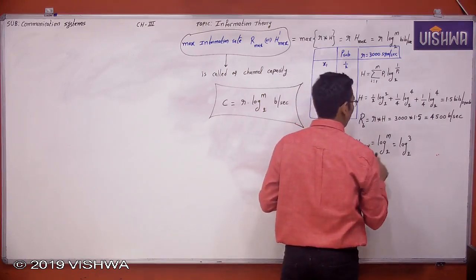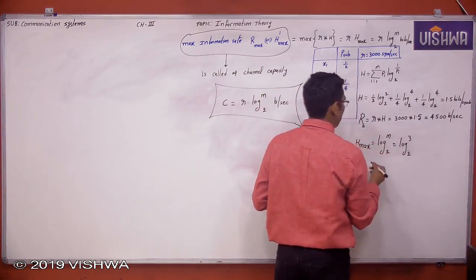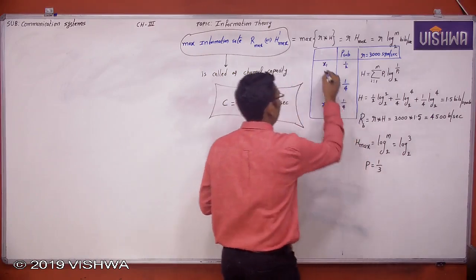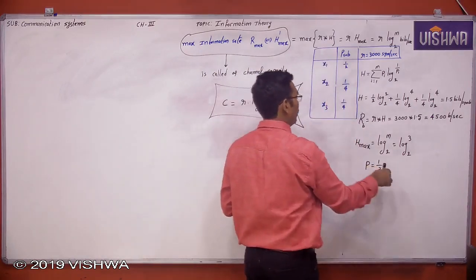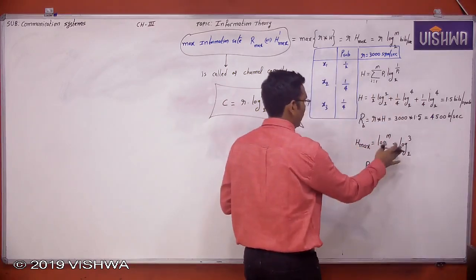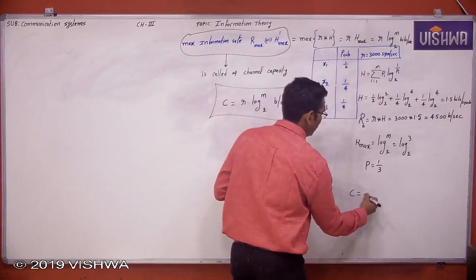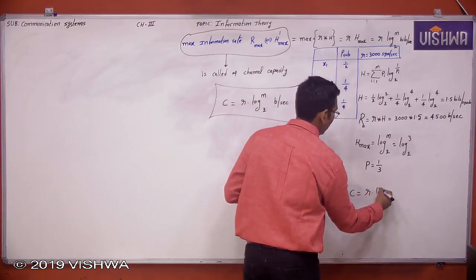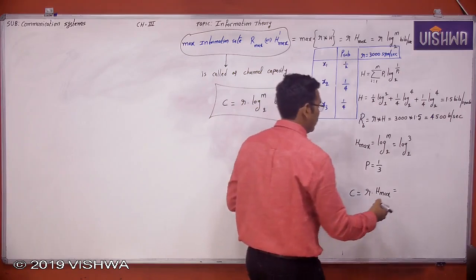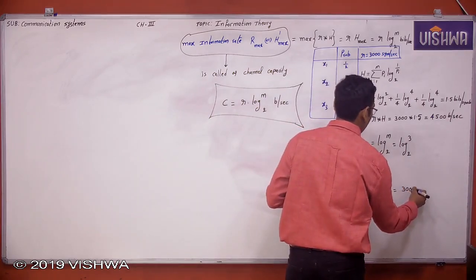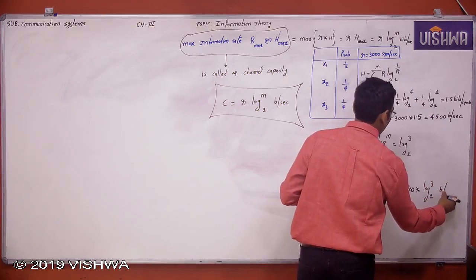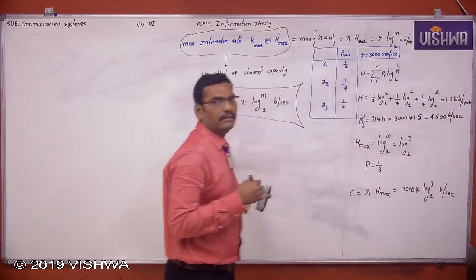Now the maximum entropy is possible when each symbol has a probability of 1 by 3. If the symbols are equiprobable, then that source generates the maximum entropy. And the channel capacity is equal to R into H maximum. R is 3000 and H maximum is log 3 base 2, so it is 3000 into log 3 base 2 bits per second. This is the channel capacity.